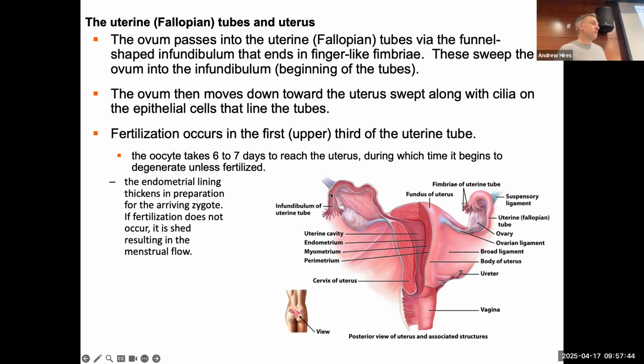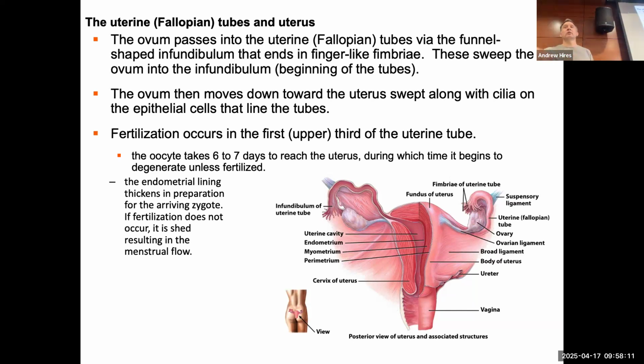Okay, so it takes almost a week for the oocyte to reach the uterus. If it does not get fertilized in that time, actually it has to get fertilized pretty early on, it will start to degrade on its journey down here. During the course of that journey, this endometrial lining will continue to thicken in preparation for an arriving zygote.